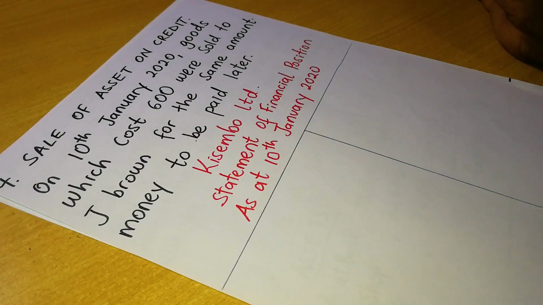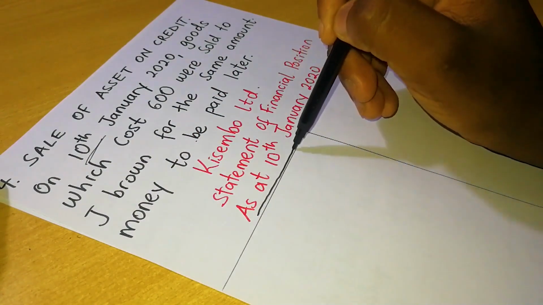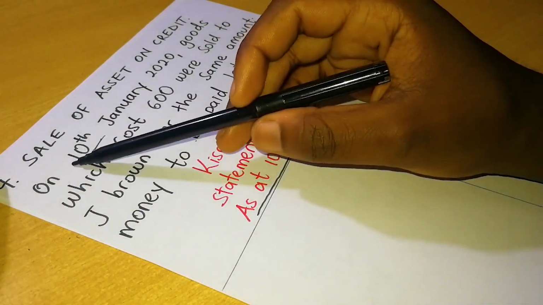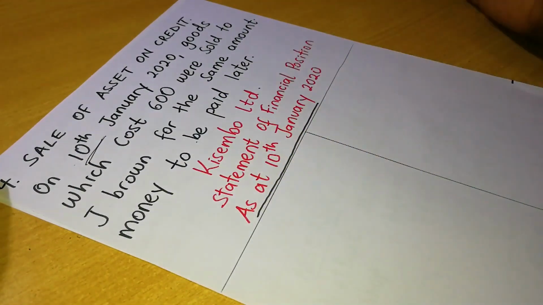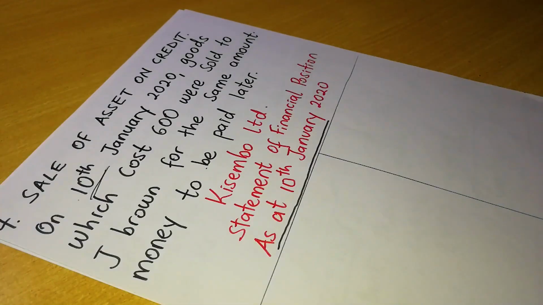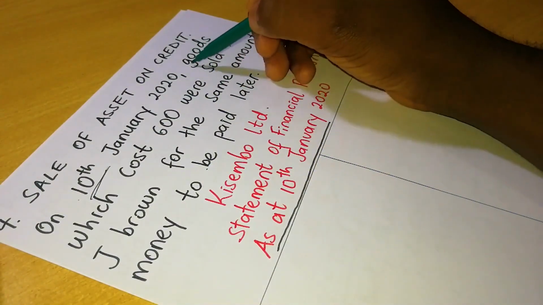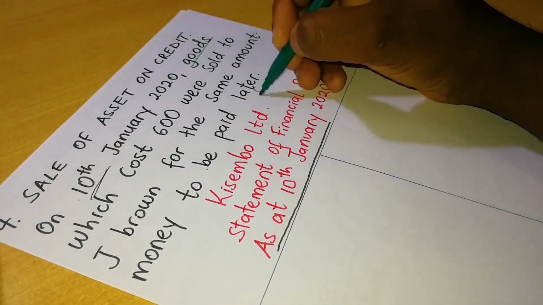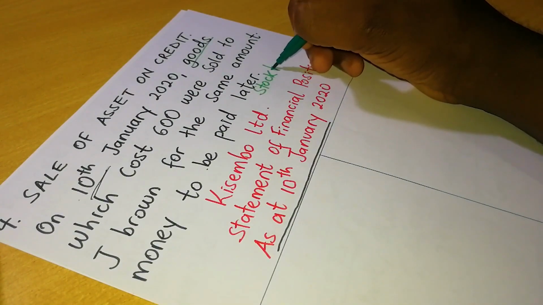So the fourth transaction is telling us that on 10th January 2020, so because it is 10th January, it means our balance sheet will be as at 10th January. That's the last date. On 10th January 2020, goods which cost 600 were sold to J. Brown for the same amount of money to be paid later. So again, what we are seeing here is assets are being sold, and these assets are being sold on credit. So what are the two items that have been affected? Of course, now here we have goods being sold. So it means we have stock being sold out. It means stock is going to reduce.